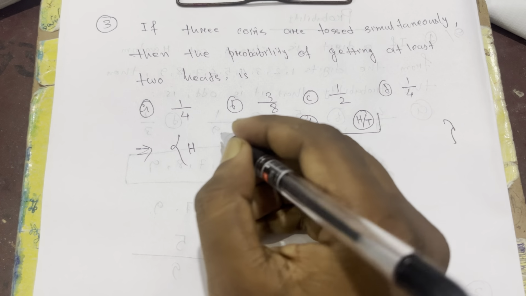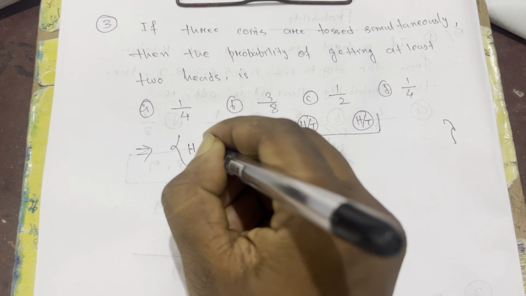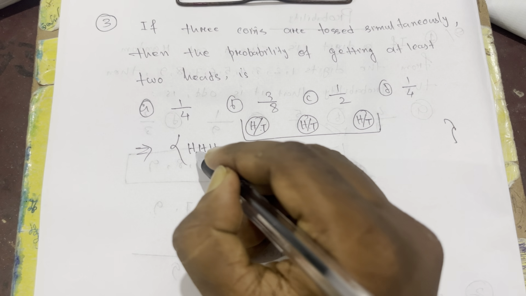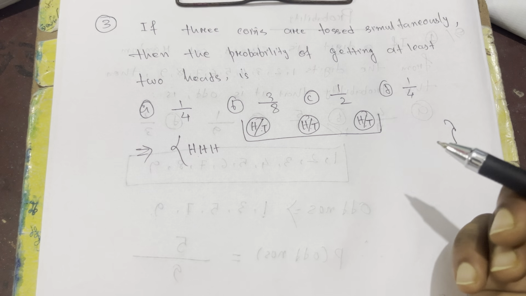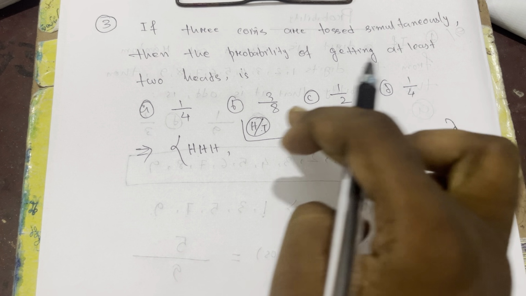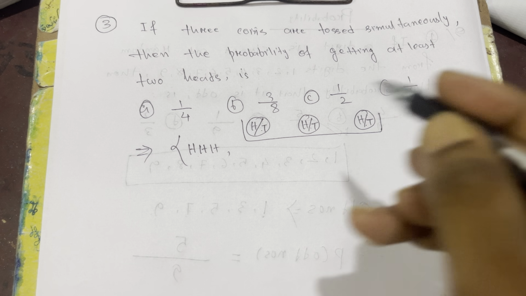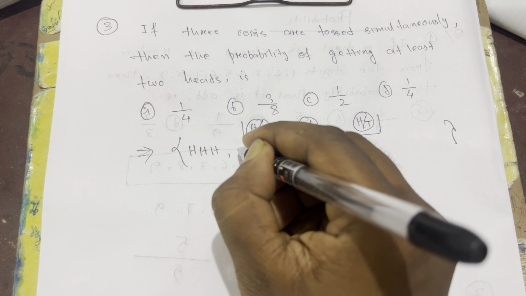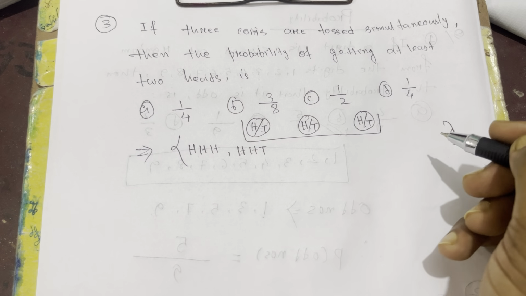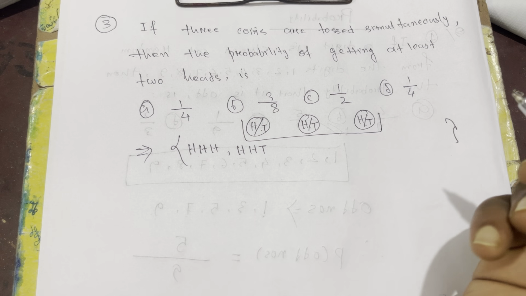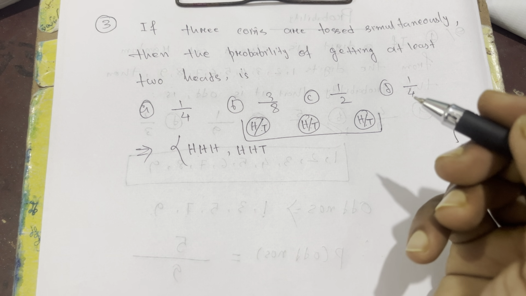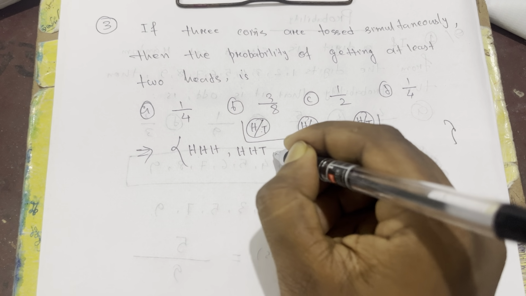So if you throw coins together, the first outcome may be head. Suppose head comes on this coin, head on this coin, and head on this coin too. This is one possibility. Suppose this does not come, then the other chance will be head, head, tail. This is also one chance. Maybe this also comes, I don't know which outcome will come. Head comes or head tail comes. Yes or no? So this is also one outcome.